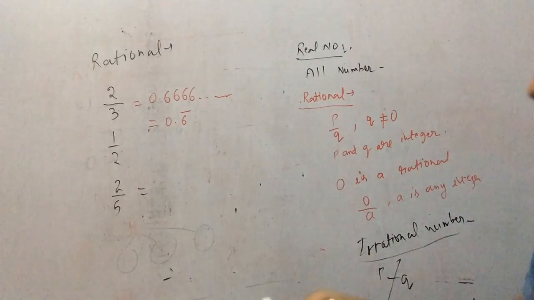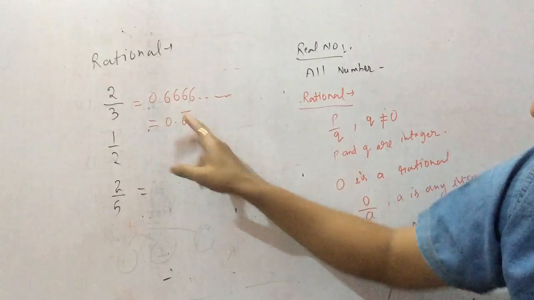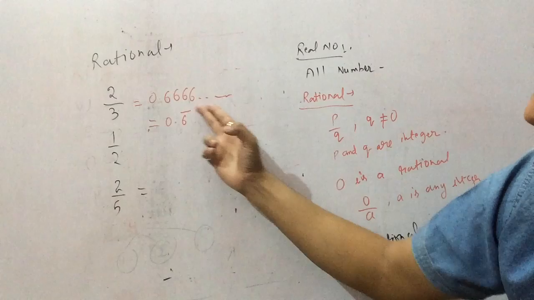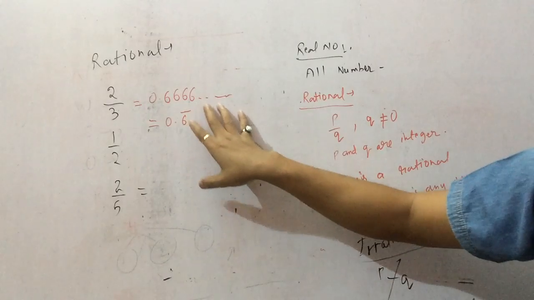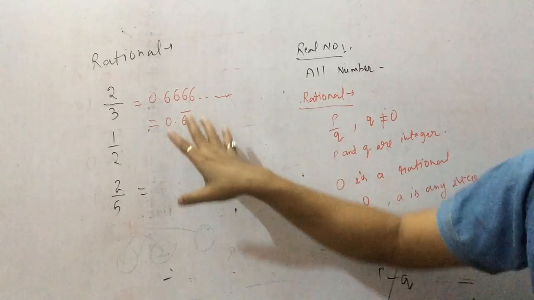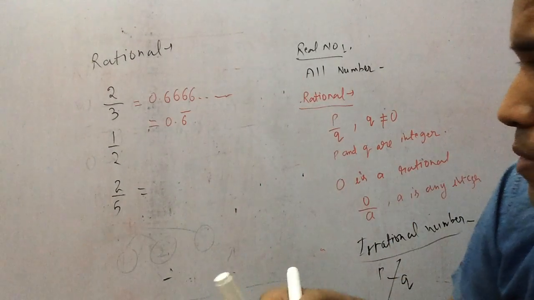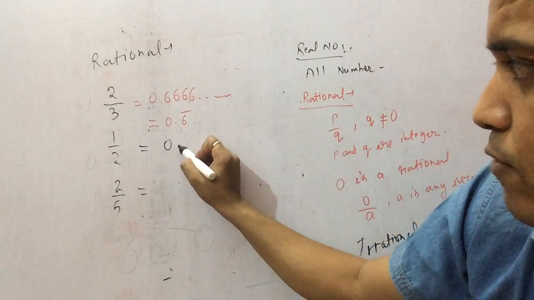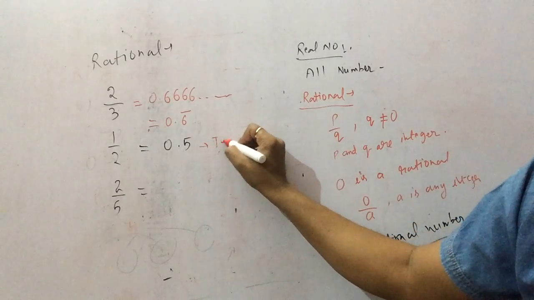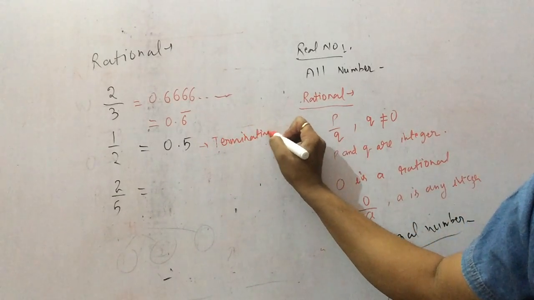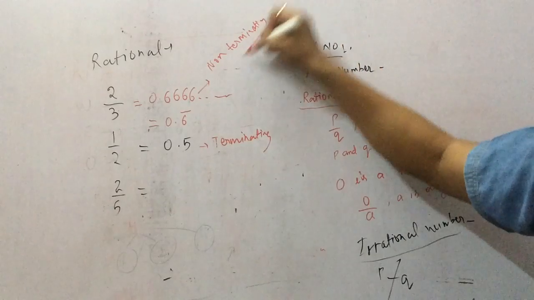So what do you see here? This is actually a fraction. When you find the decimal expansion of this fraction, you get a repeated decimal expansion. So it is called non-terminating but recurring, or you can say non-terminating but repeating. All right, when you solve the fraction 1 by 2, the answer would be 0.5. So it is terminating. I can write it here, terminating. And the other is non-terminating, repeating.